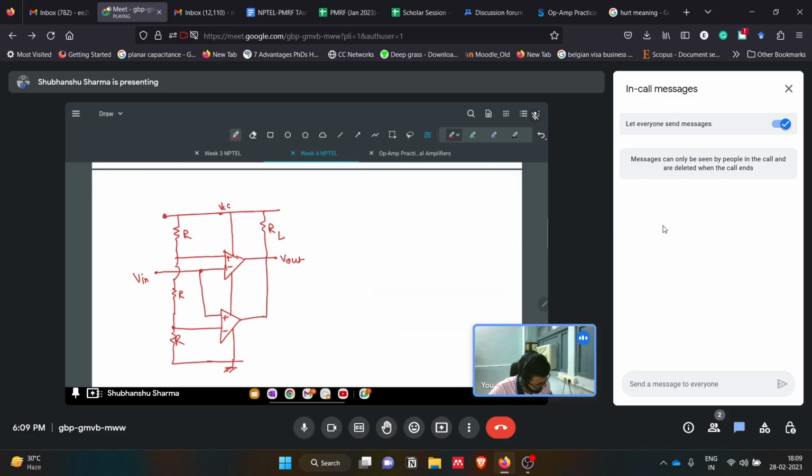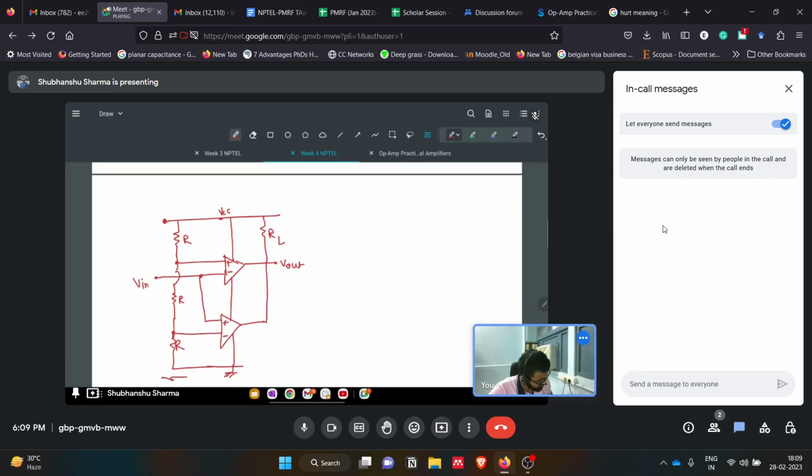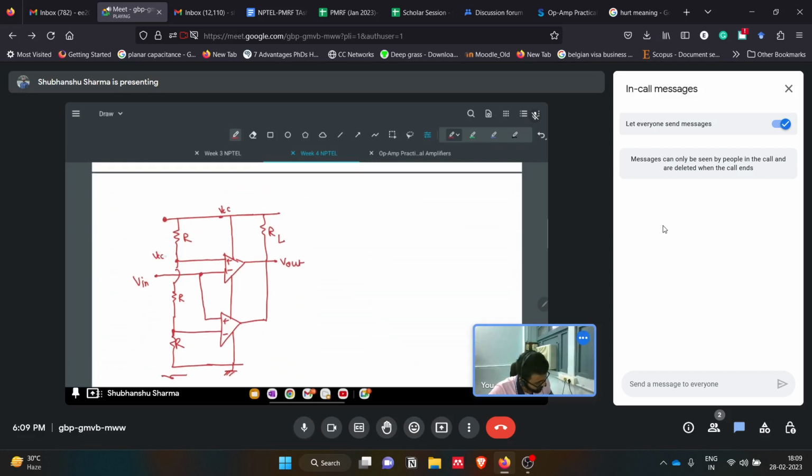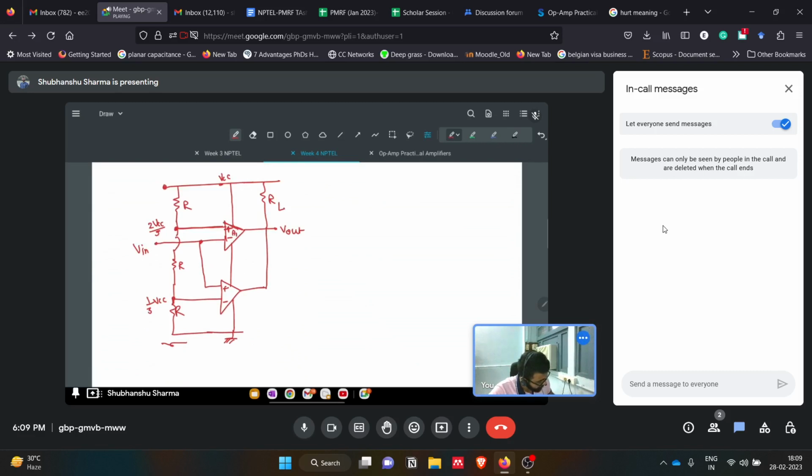This is VCC, since this circuit is acting as a voltage divider circuit. Since we are giving VCC, each and every point will have some voltage divided. Here it will be 2 by 3 of VCC, and at this point it will be 1 by 3 VCC. So 2 VCC by 3 is fed to the non-inverting side of the op amp A1, and this is op amp A2. 1 by 3 VCC is fed to the inverting side of the op amp.